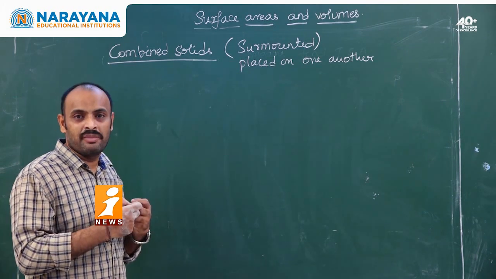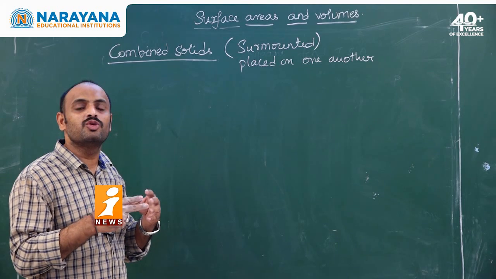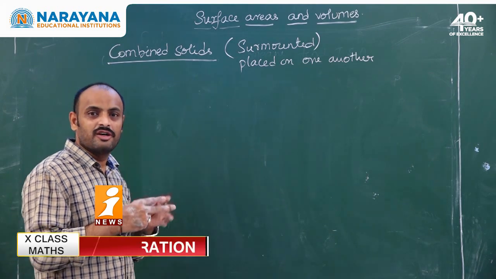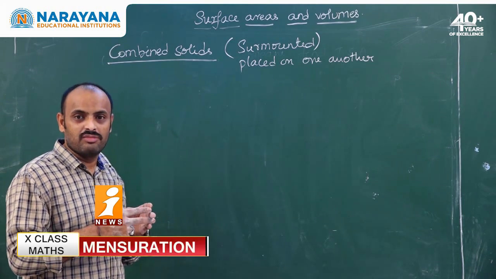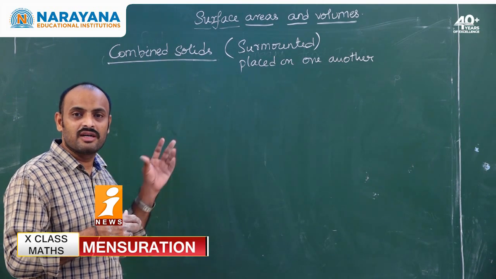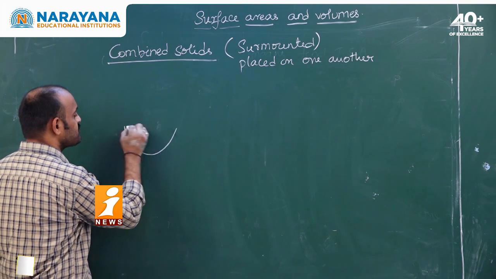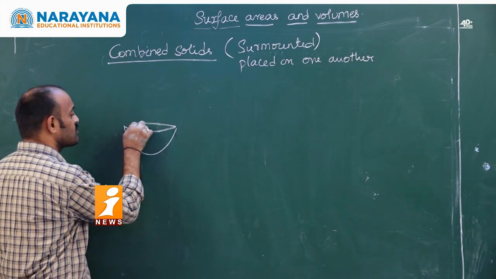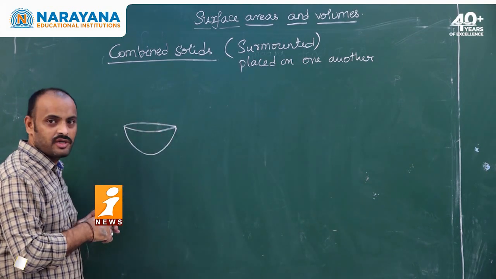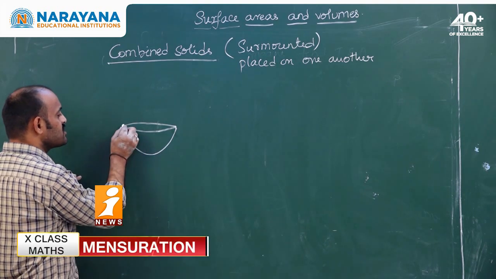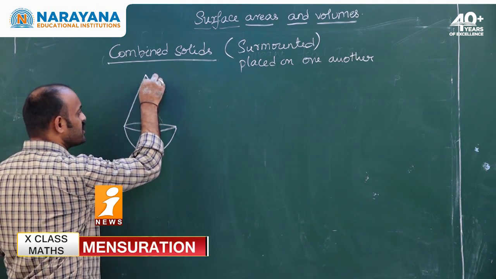So what do you mean by combined solids? Joining 2 or more solids to give you a solid, that is called combined solids. So let's see that I have a hemisphere with the same radius. I have a cone which is surmounted on it.